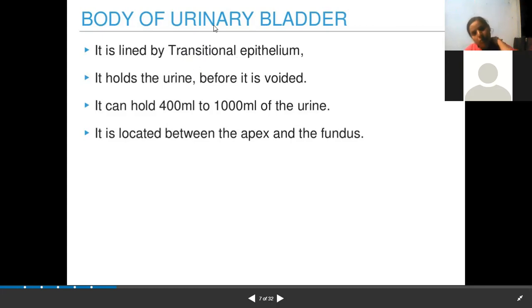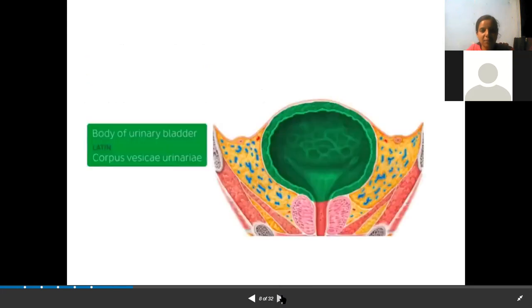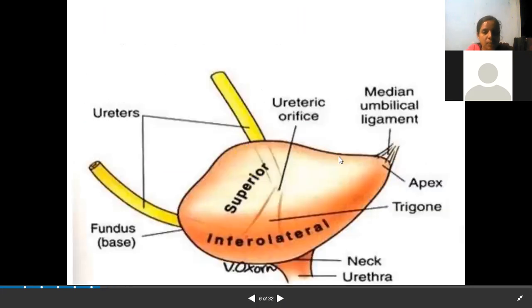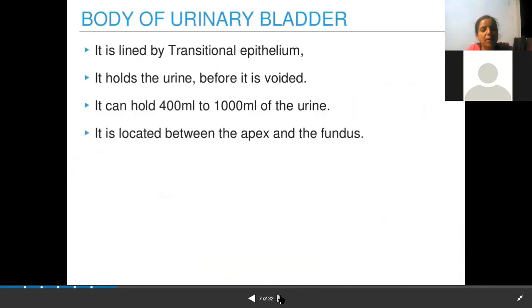Okay, we know the urinary bladder holds urine before it is voided. How much can it hold? 400 to 1000 ml. It is located between the apex and the neck. See, that violet line I mentioned is the apex, and this is the neck. In between, the whole of this is the urinary bladder.